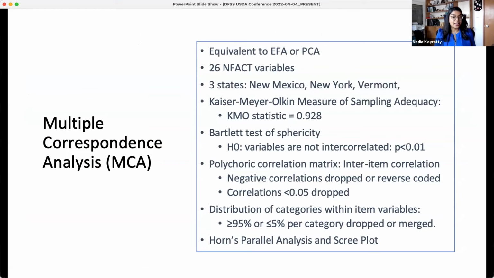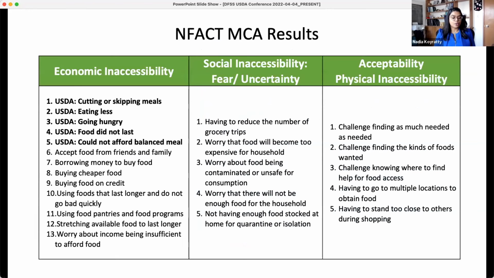We used 26 of the NFACT variables to perform an MCA. So MCA is a multiple correspondence analysis, which is really the equivalent of an exploratory factor analysis, but with mixed level categorical variables rather than continuous variables. These 26 NFACT variables were found to be an excellent group with adequate correlation between them to perform MCA, as illustrated by our Kaiser-Meyer-Olkin statistic of greater than 0.9. So the MCA produced a multidimensional model in agreement with our current framework that I showed earlier in the slide.